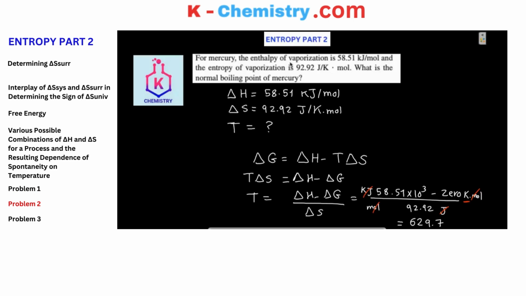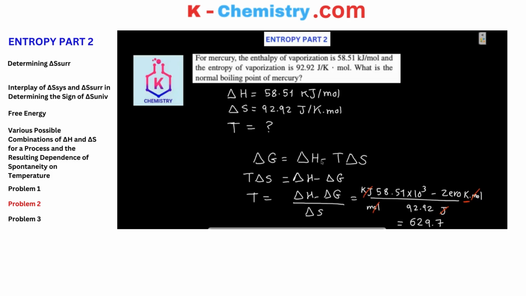Okay, for mercury, the enthalpy of vaporization is 58.51 kilojoule per mole, and the entropy of vaporization is 92.92 joule per Kelvin mole. What is the normal boiling point? So I have the delta H, 58.51. I have delta S, the entropy of vaporization. I need the temperature at which there is boiling, at which the delta G is equal to 0.